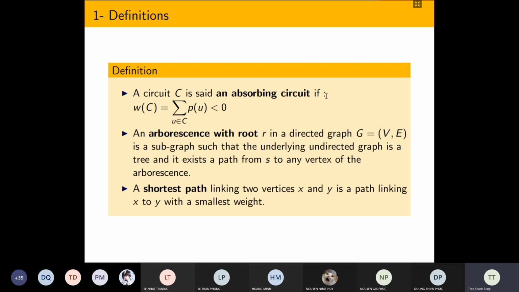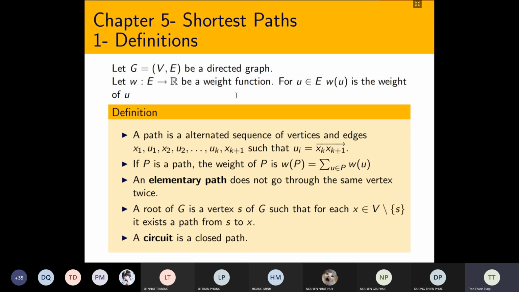Now there is one thing in the shortest path algorithms that we must be aware of. This is very important. It is the absorbing circuit. Absorbing circuit. What is it? It is a circuit, which means it is closed. We start from one node, go through many nodes, and we go back to that node again. So it forms a circuit. Okay. But in the weighted graph, the weight function could be anything. The weight function maps the edge to a real number. So it could be a negative number.